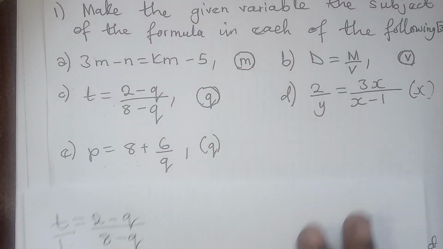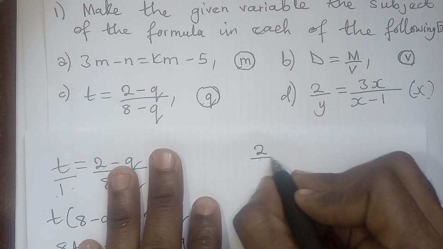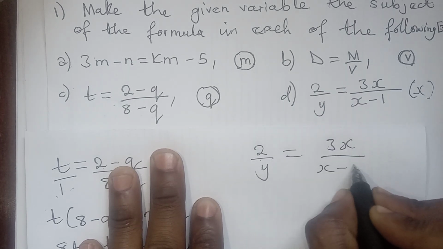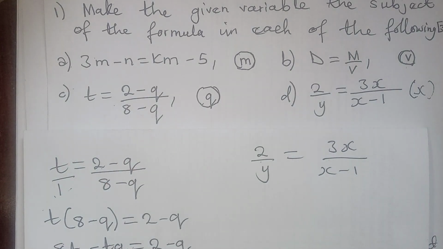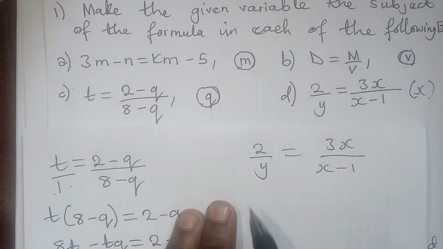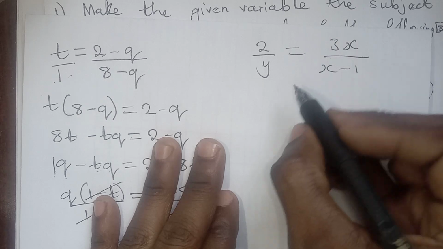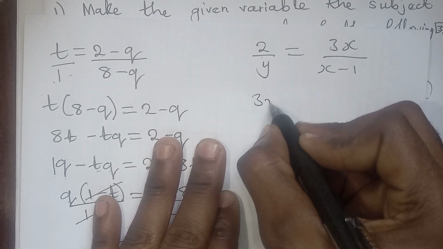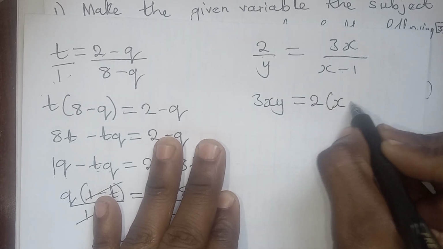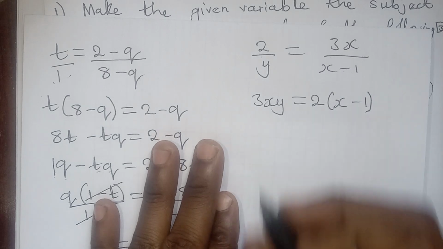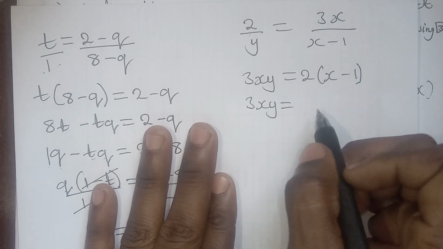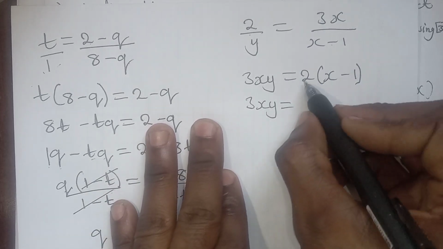And then the third example, we have 2 over y is 3x over x minus 1. We're making x the subject of the formula. So as you may have guessed, the first step is to cross multiply. So you can multiply this by this. So you have 3xy. Then this multiplied by this. I suggest you do this before you expand. Expanding is not really wrong, but it's better to take it one step at a time.